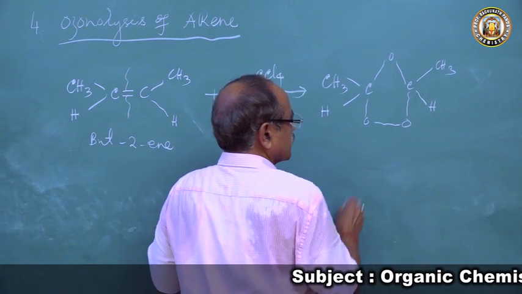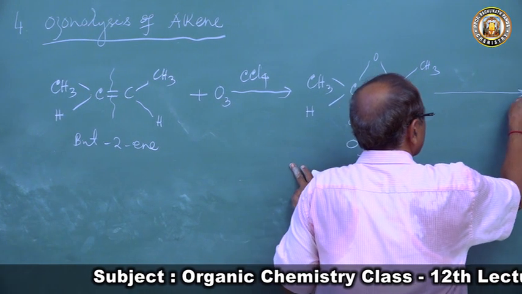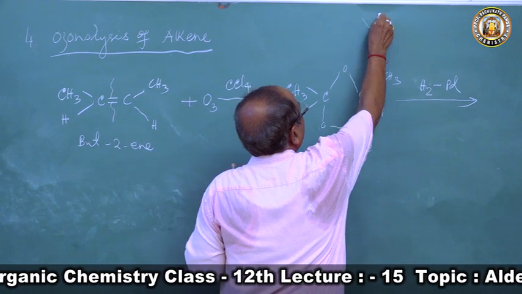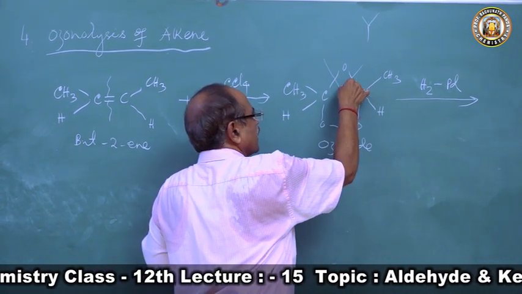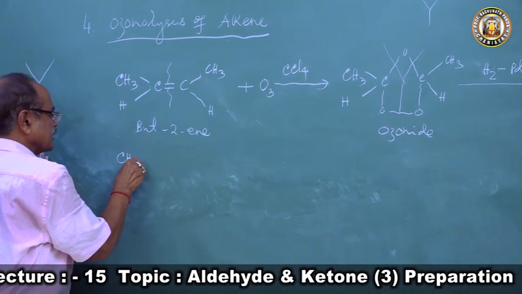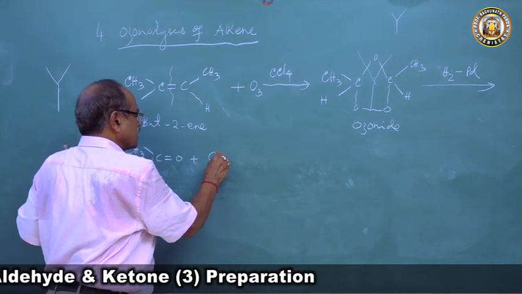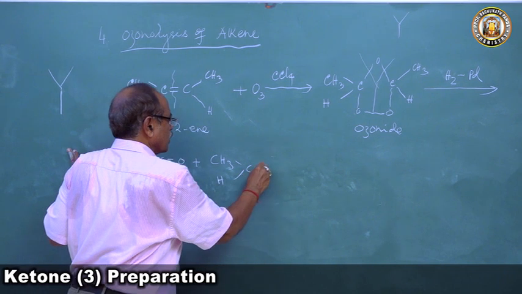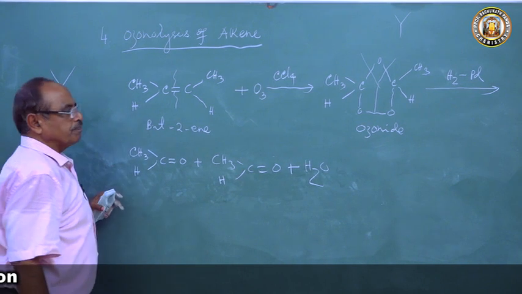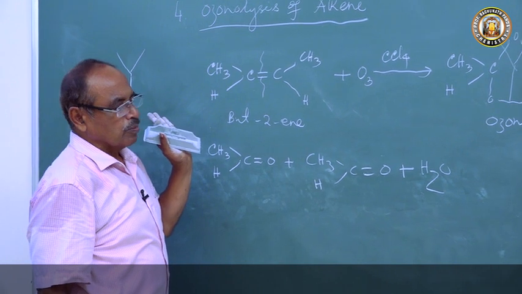This is the ozonide, and this ozonide is unstable, and on hydrogenation it will break in a Y bend. So this will break, this will break, this will break. So it forms two molecules of acetaldehyde, CH3CHO plus CH3CHO, acetaldehyde, plus water. So you got acetaldehyde. Very easy. No question of remembering this. You know the theory and do it.